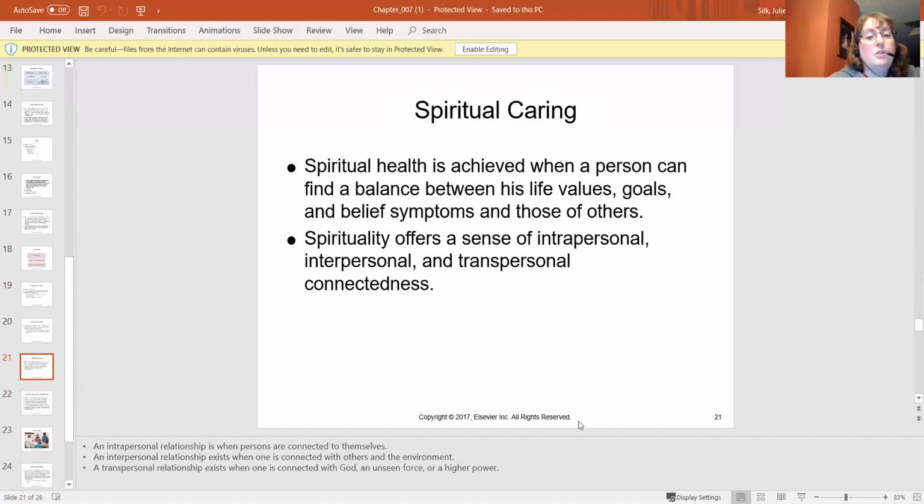And then with spiritual caring, spiritual health is achieved when a patient can find a balance between their values, goals, and belief systems and those of others. Spirituality offers a sense of interpersonal and transpersonal connectedness. An intrapersonal relationship is when a person is connected to themselves. Interpersonal relationships exist when one is connected to others and the environment. A transpersonal relationship exists when one is connected with God, an unseen force, or a higher power.